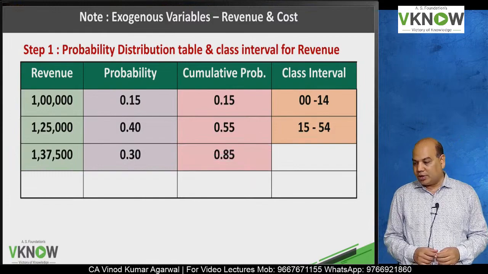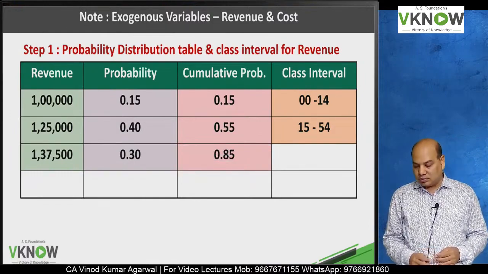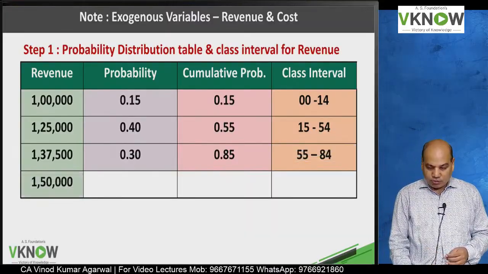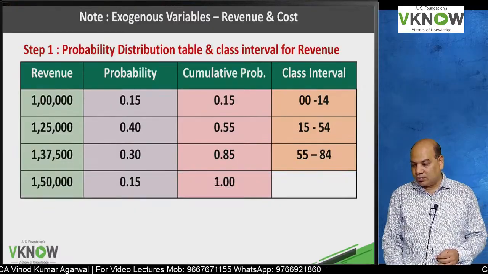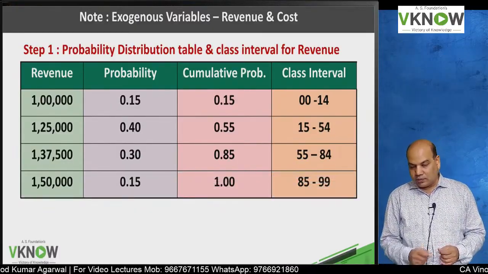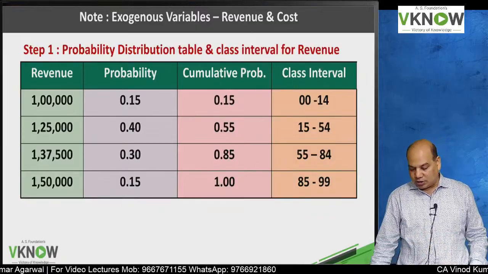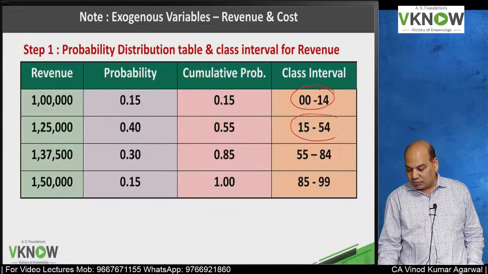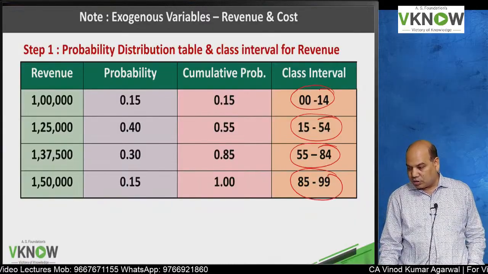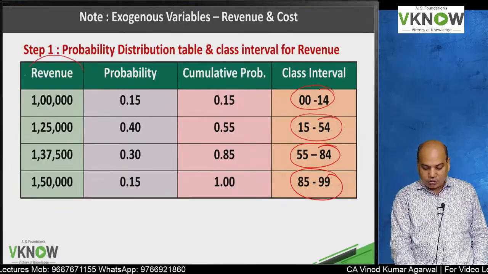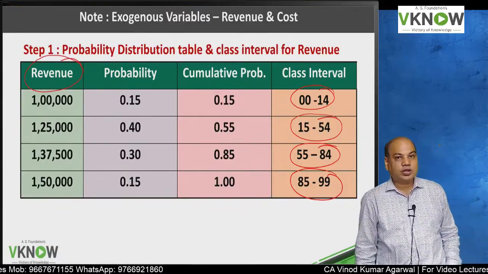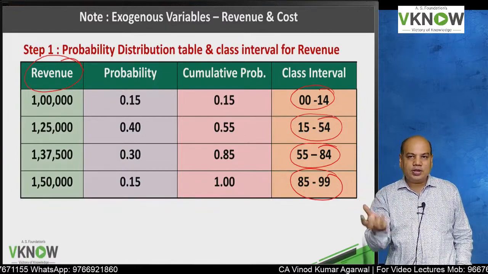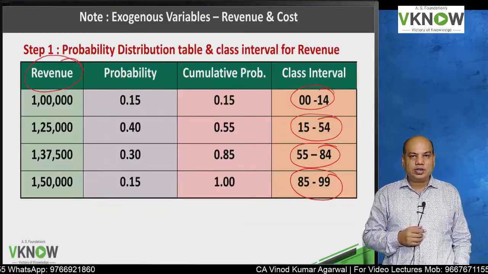0.30, 0.85, class interval will be 55 to 84, right? 1,50,000, 0.15, 1, class interval will be 85 to 99. We are going to check in which class interval the random number falls, and that will be the value of revenue for that random number. So identify the random number in the class interval and then identify revenue for that class interval.